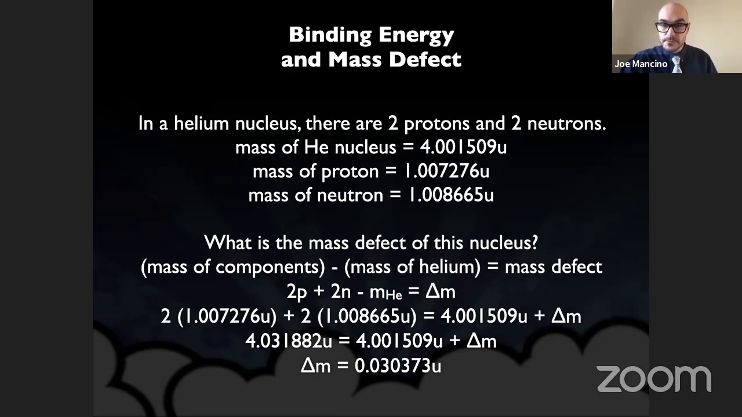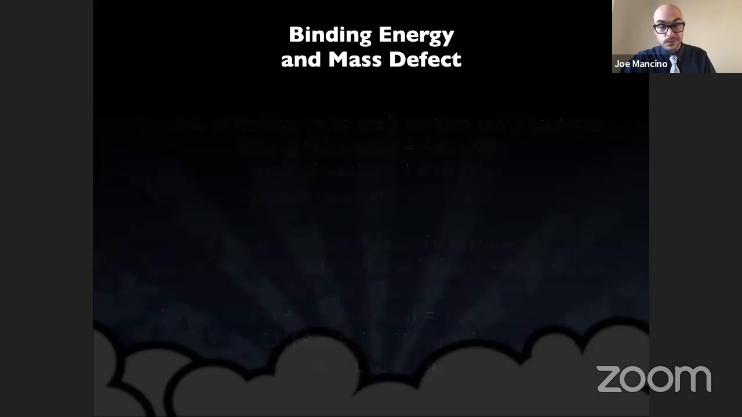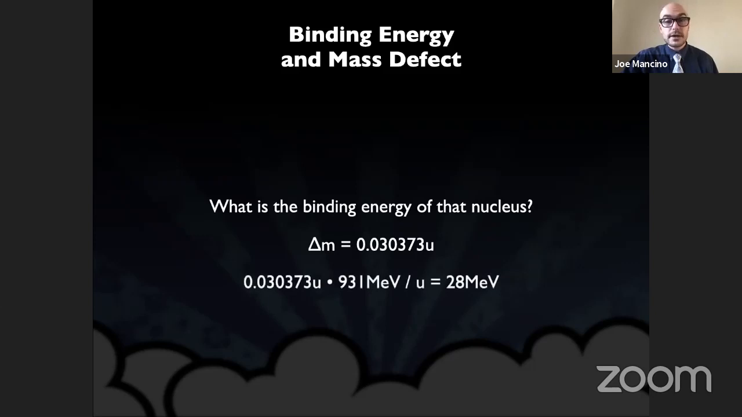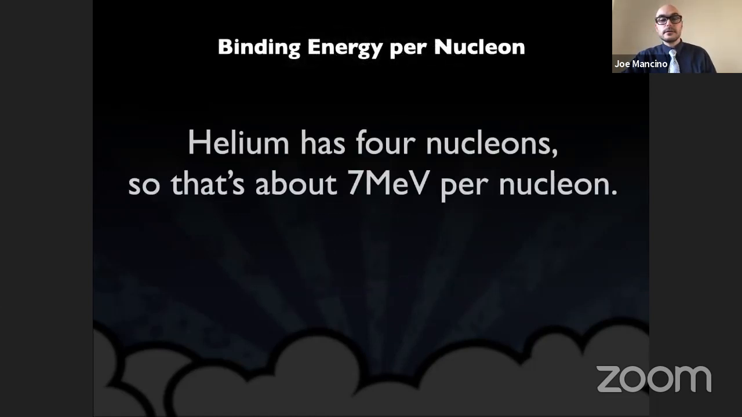0.030373 U's. If that's the mass defect, then what's the binding energy? There's the mass defect. And we know that 1 U is equivalent to 931 mega electron volts. That means that assembling a helium nucleus from proton, proton, neutron, neutron releases 28 mega electron volts. Now, that's a lot of energy. It is a lot of energy. The helium has 4 nucleons, and that means that it's about 7 mega electron volts per nucleon.